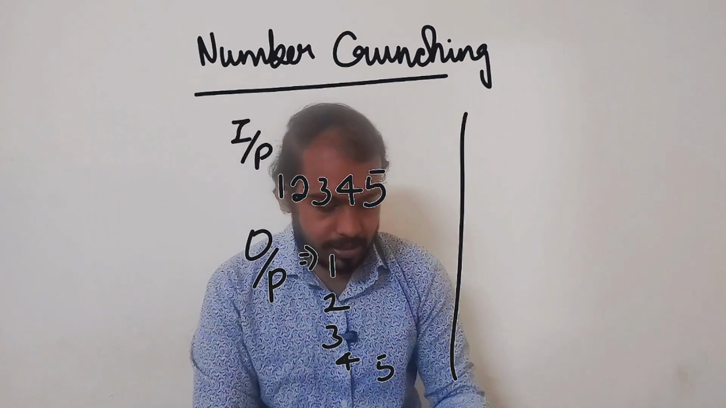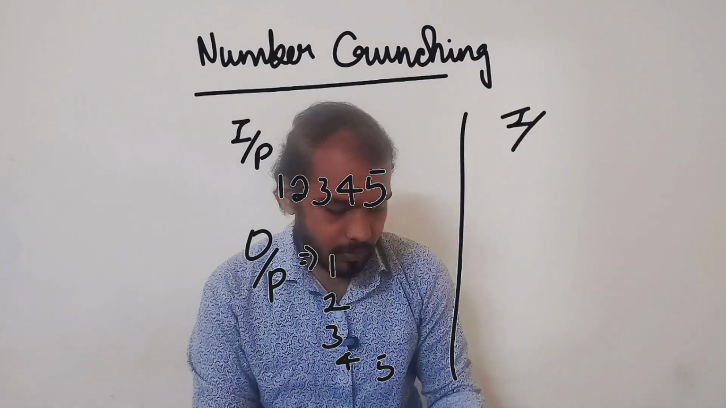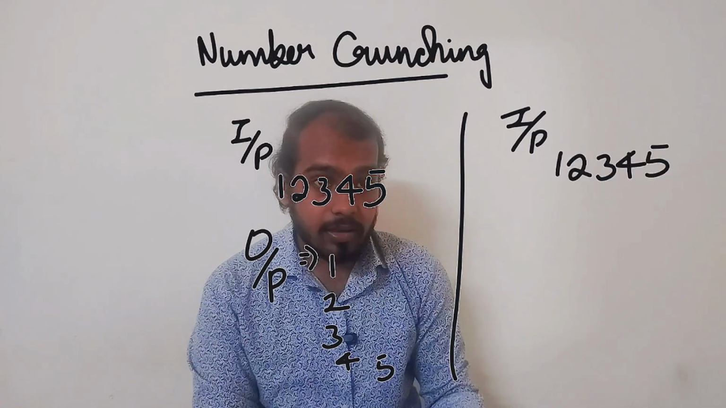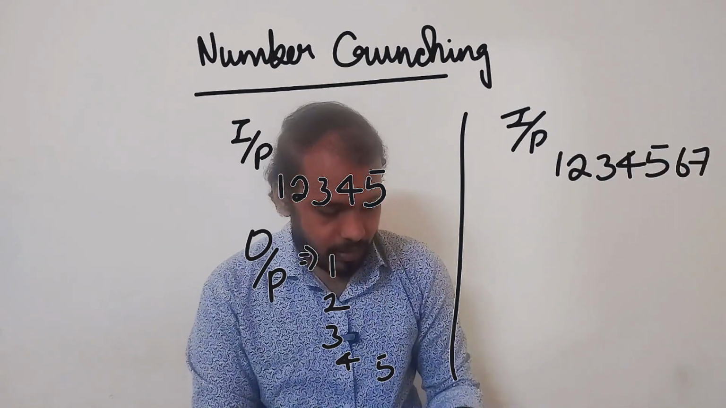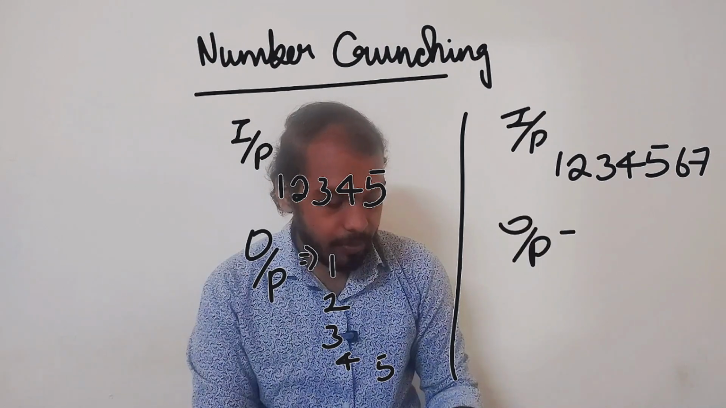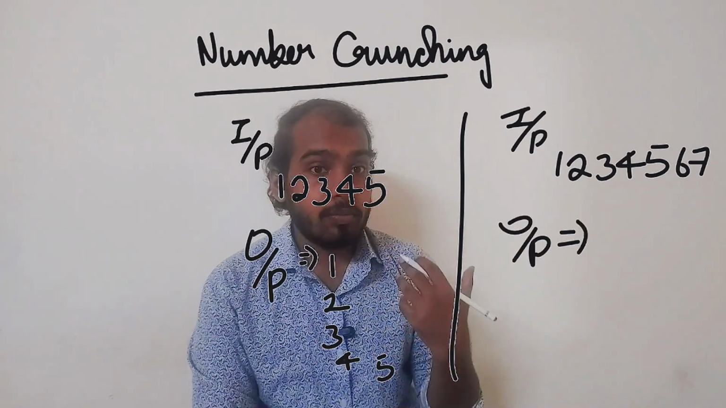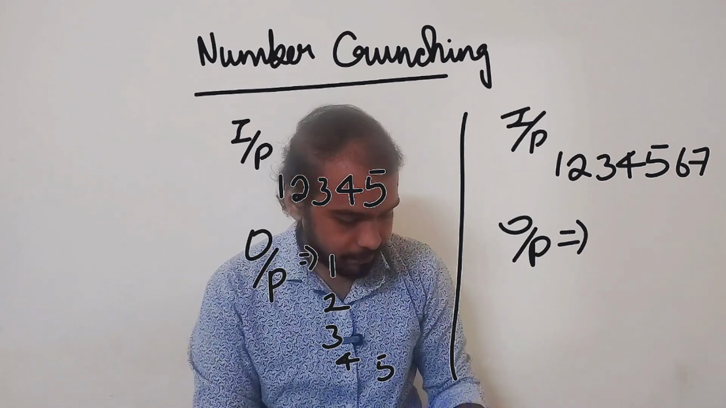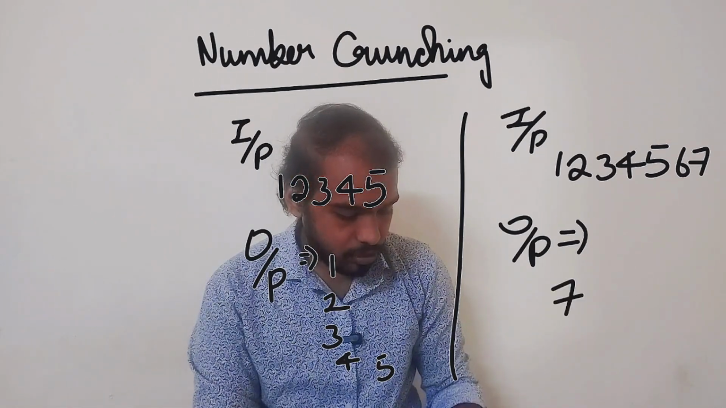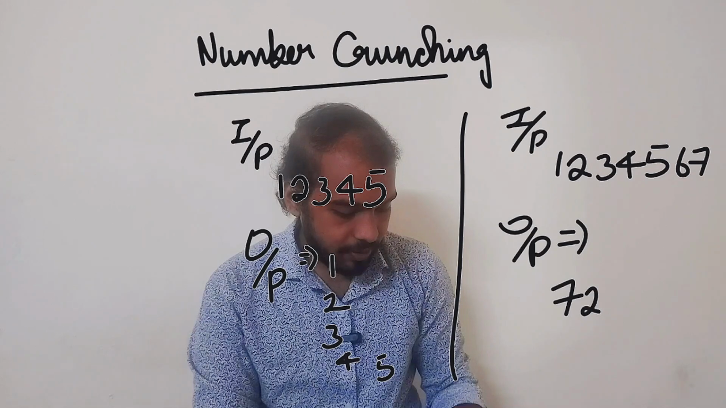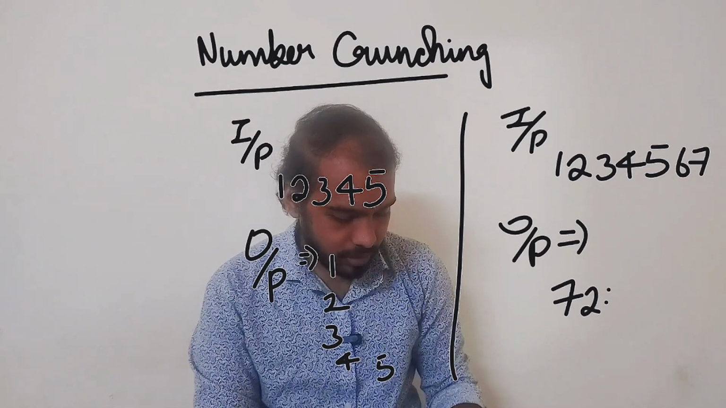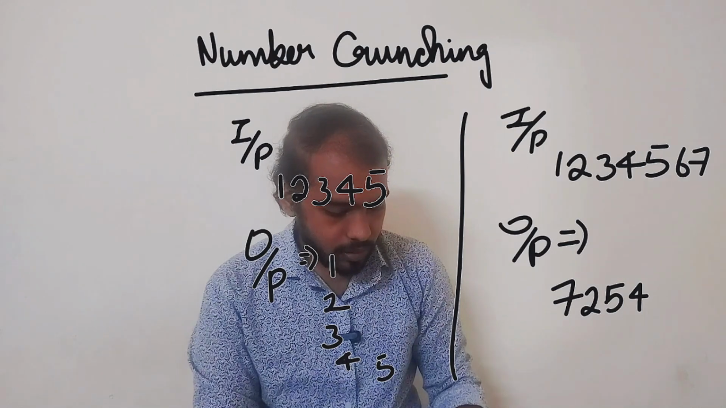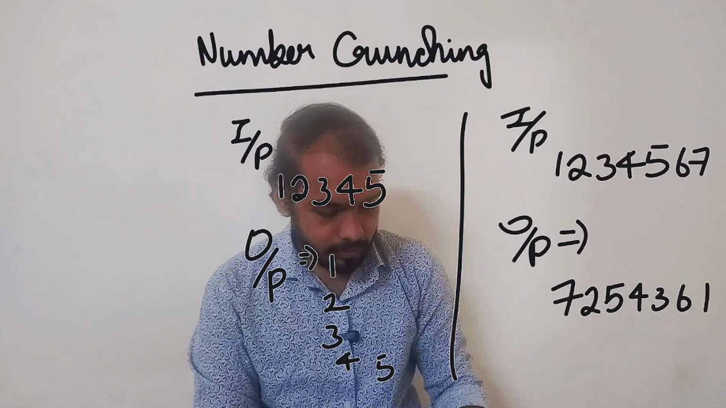What does number two mean? 1 2 3 4 5 6 7. Okay, that is enough. I want you to access them, and you have to make a code in such a way that, I'll show it to you better: 7 2 5 4 3 6 and 1.